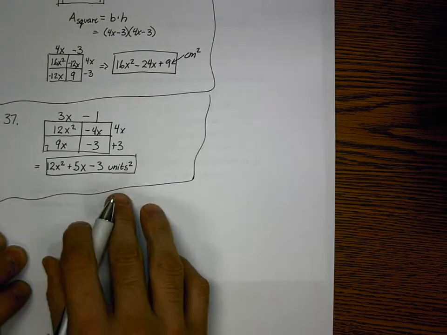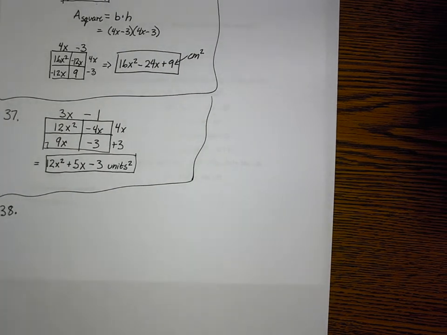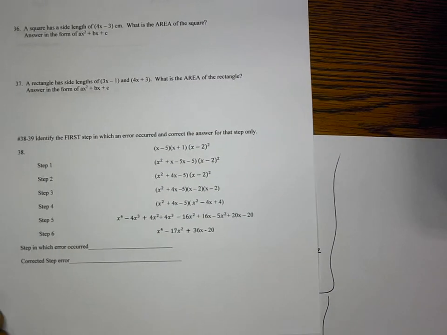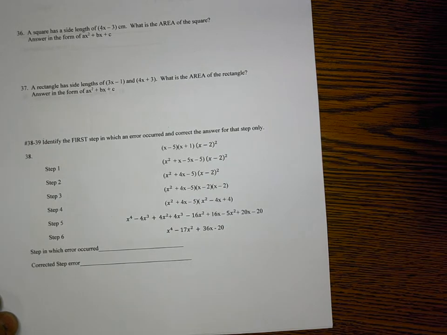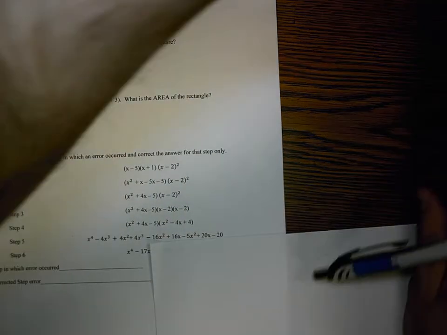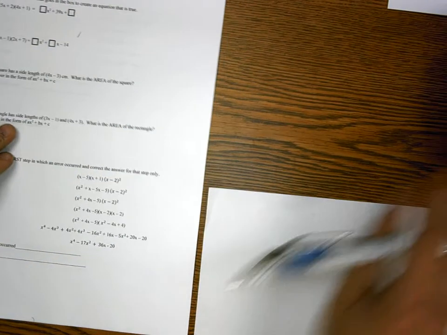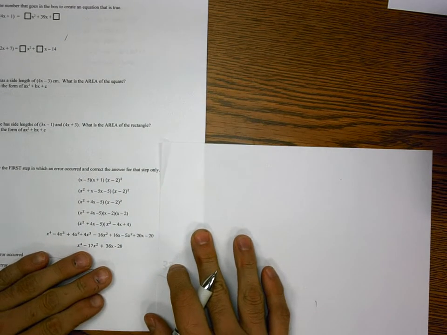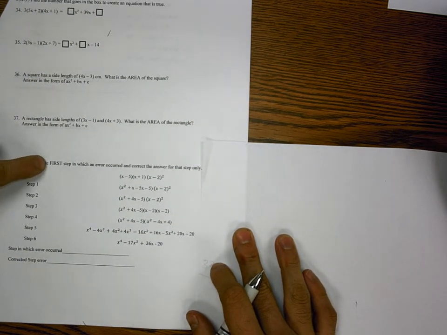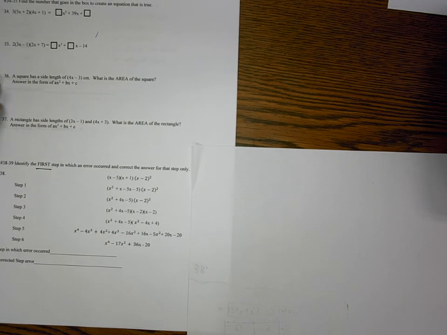So now we have number 38. I'm going to come over here and might need to zoom out a bit for this one. Number 38 asks us to identify the first step in which an error occurred and correct the answer for that step.